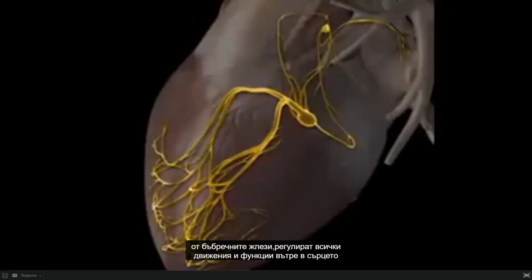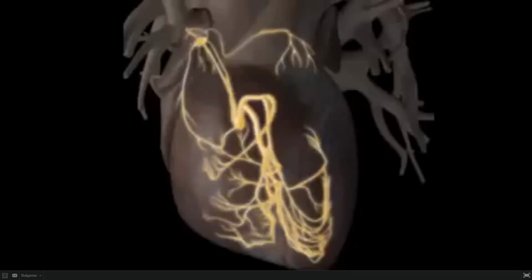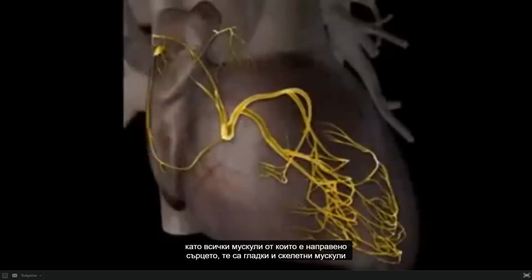They regulate all the movement and functions inside of your heart. But only the autonomic nervous system belongs to your emotional part of the brain. All other regulations belong to your physical part of the brain. And you again see the similarity, like all the muscles which make up the heart, they are smooth and skeletal muscles. Also, you see the same similarity in the nervous regulation.